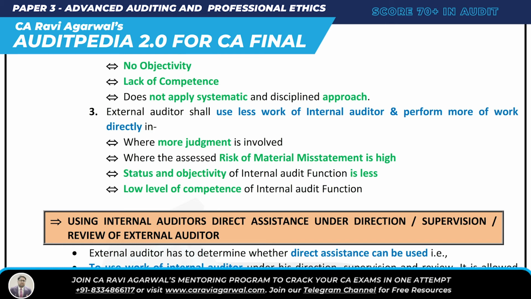Okay, this is where you should apply your brain. Now you are the external auditor, where more judgment is involved. Correct? I will explain later what is significant judgment. So where more judgment is involved, there you should use less work of the internal auditor.